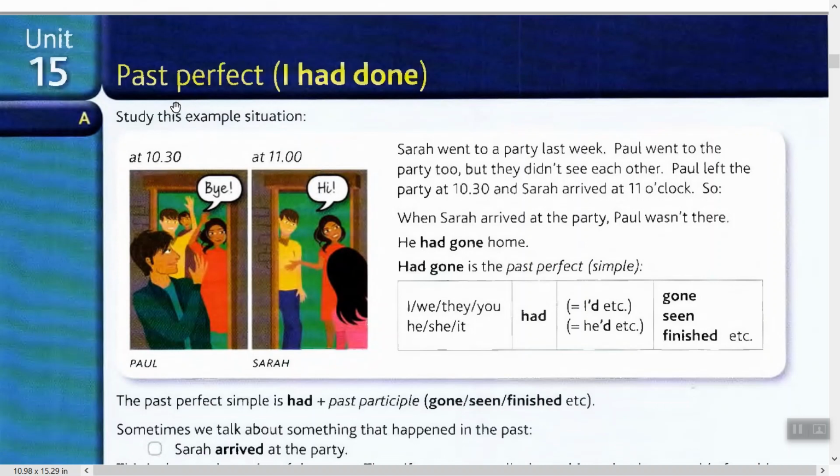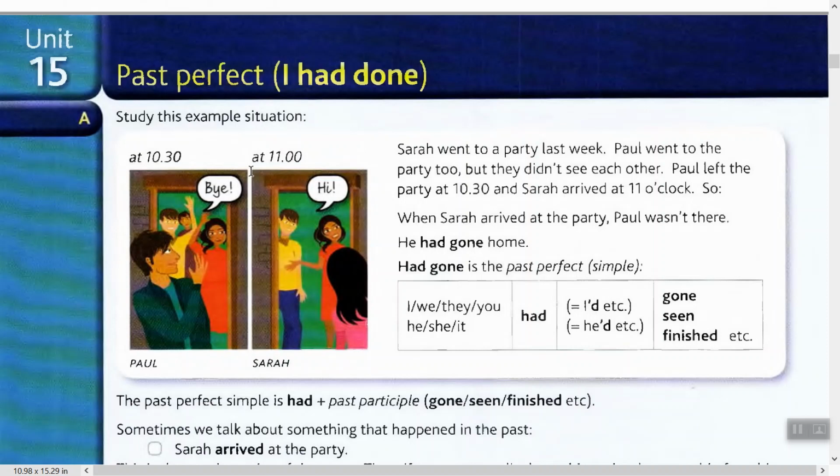Past perfect. If you understand present perfect and present perfect continuous, past perfect and past perfect continuous will be very, very easy. The same. Past perfect and past perfect continuous are similar to present perfect and present perfect continuous, but they are in the past. Okay? Remember when we talked about present perfect, we said we have two things or two actions. One in the past and one now.